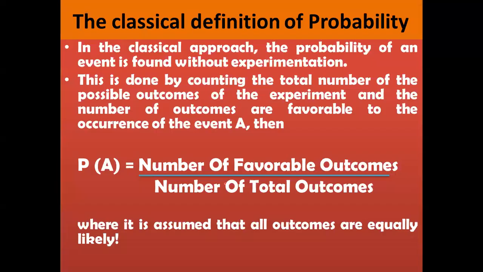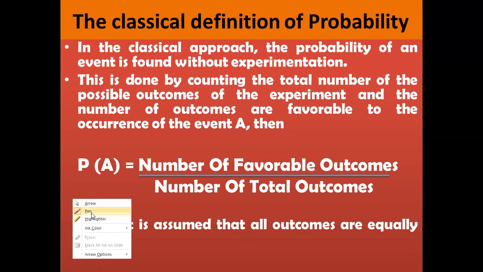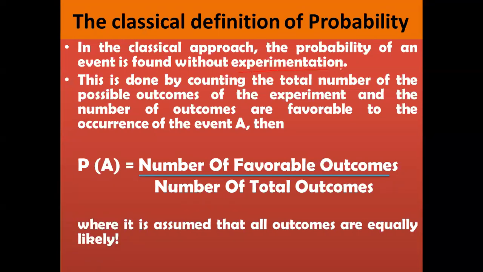So what is the classical definition of probability? The classical approach goes with the probability of an event without performing the experiment. Without performing the experiment, we calculate the probability of an event. This is done by counting the total number of possible outcomes of the experiment and the number of outcomes that are favorable to the occurrence of an event A. So the probability of an event A is given by the number of favorable outcomes divided by the number of total outcomes, where it is assumed that all the outcomes are equally likely.